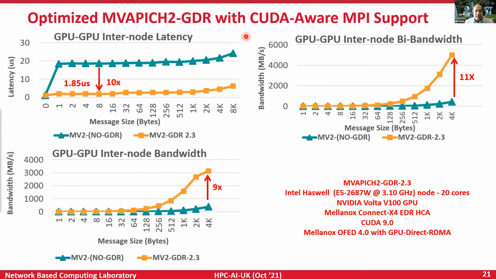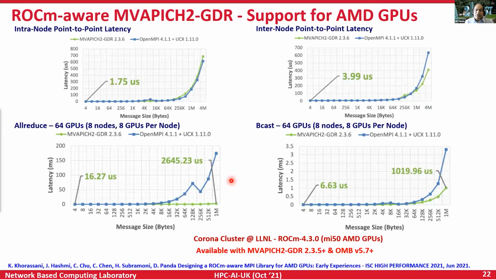And if we see here, some sample numbers are very impressive. Look at the number 1.85 microseconds. This is from node to node, not within the node. We're able to send data from a GPU of one node to the GPU of another node in just 1.85 microseconds. So we get a lot of benefits, like a factor of 10x for inter-node latency, and even the bandwidth we improve quite a lot. So this is very widely used.